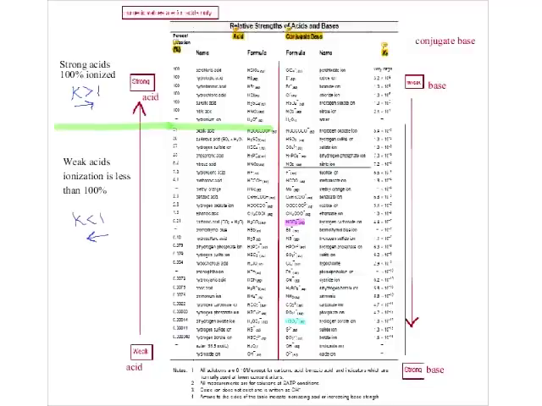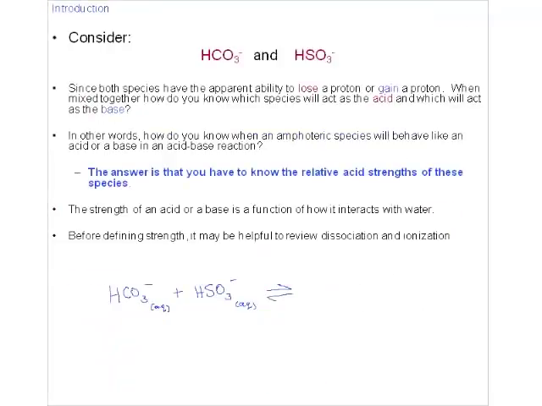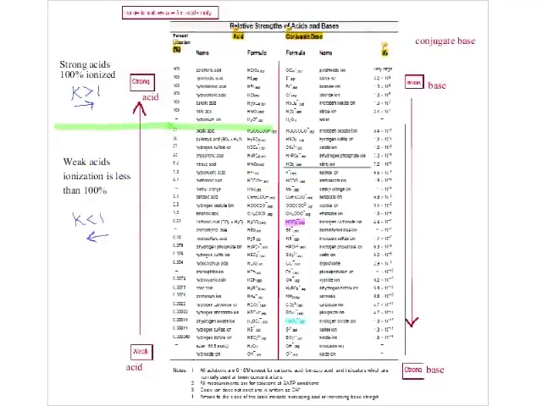Now let's go back to our question where we said, all right, we're going to look at this reaction where we're going to mix some sodium bicarbonate with some, say, potassium hydrogen sulfite. So we want to figure out, is the bicarbonate going to act as the acid, or is the hydrogen sulfite going to act as the acid? So we got to go back to our table here now. And I'm going to find these guys. Hydrogen carbonate is right there, and hydrogen sulfite is right there.